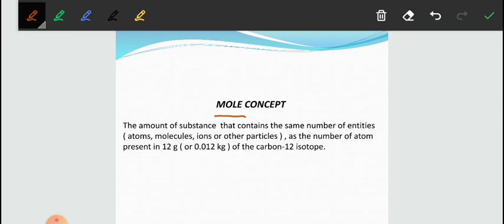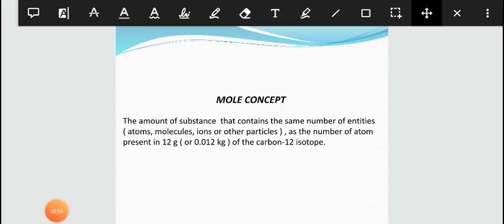The mole is the amount of substance that contains the same number of entities, for example atoms, molecules, or any other particles, as the number of atoms present in 12 grams of carbon-12 isotope. Basically, they calculate the measurements of atoms and molecules by taking carbon-12 isotope as the reference. Clear? So let's try to understand more with the help of some numericals.